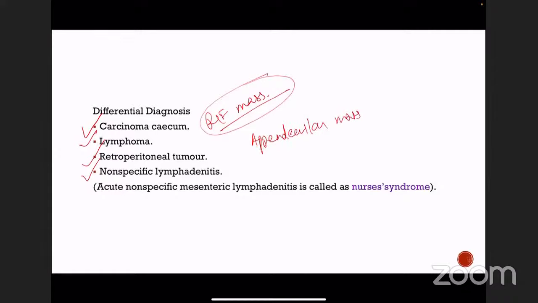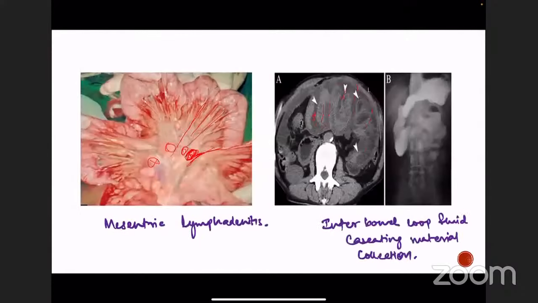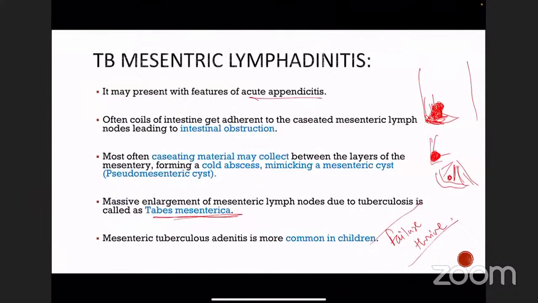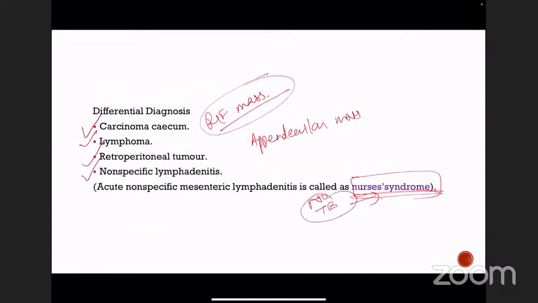Acute non-specific mesenteric lymphadenitis is known as NURSE syndrome. There is no TB, but acute mesenteric lymphadenitis is known as NURSE syndrome, right? It is non-specific. So now, after getting this clinical picture and the DDs, from its type and the common features, we have to think about the investigations to rule out this differential diagnosis.